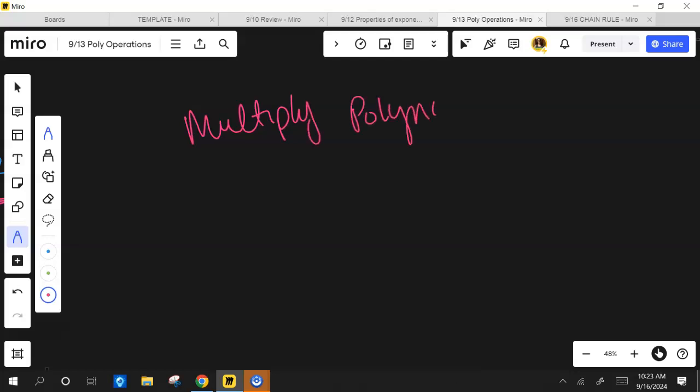The reason I kind of run through all this fast is because we've already done this whenever we multiplied binomials together.